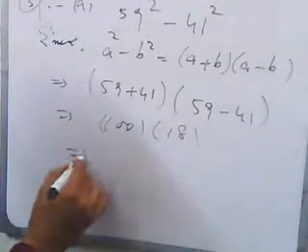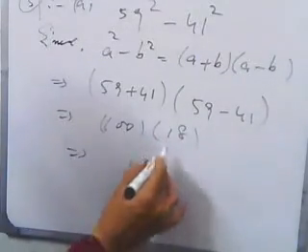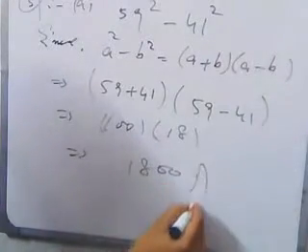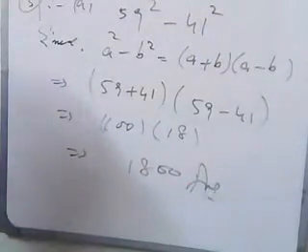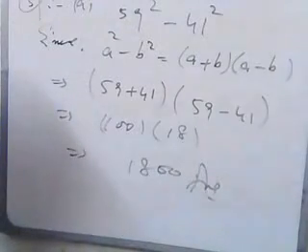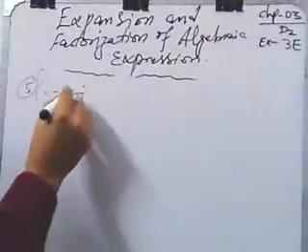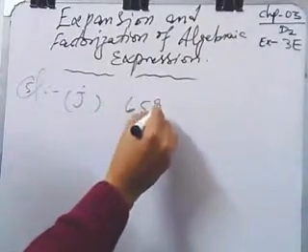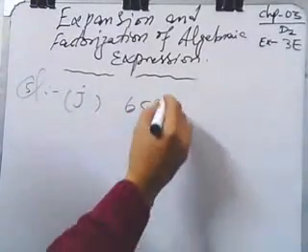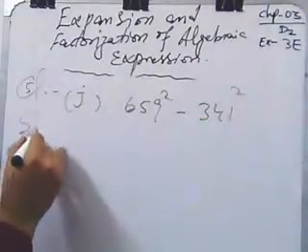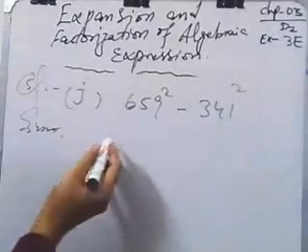So by multiplication you will get 1800. So here is your simplified result. Similarly, if you have been given a very tough task, for example the J part, that is 659 square minus 341 square. So again the same formula, same method, no change being seen here.